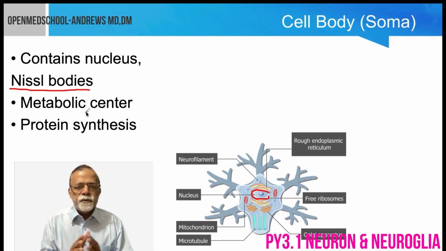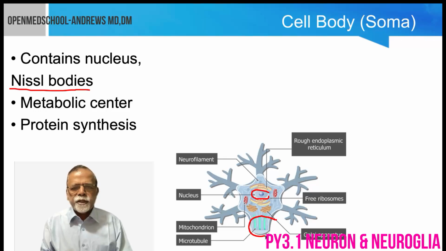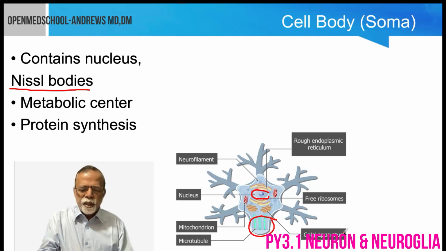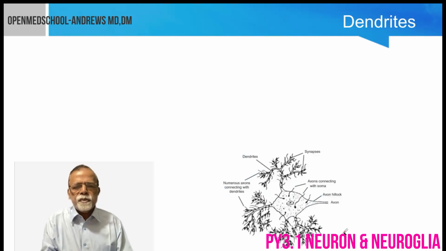Nucleus is the center of metabolic activity and protein synthesis. So it contains ribosomes, Golgi apparatus, mitochondria, rough endoplasmic reticulum. All these things are present in the cell body. The Nissl granules or Nissl bodies are absent in the part where the axon is originating, called the axon hillock. So Nissl bodies are absent there.